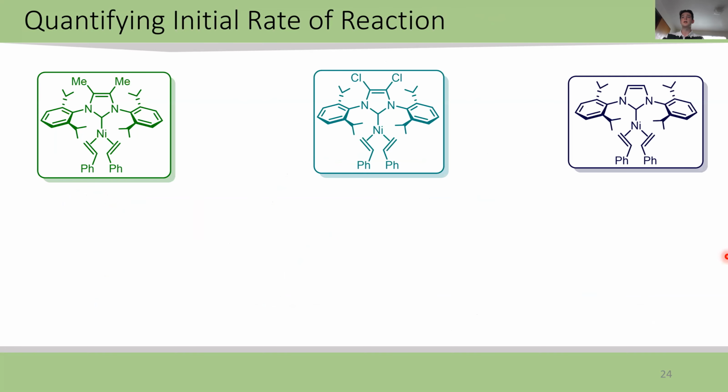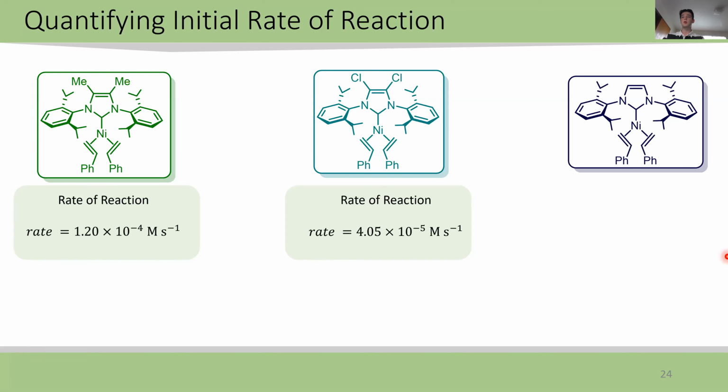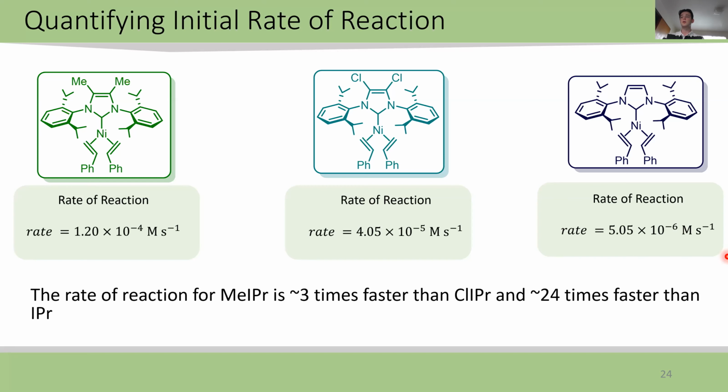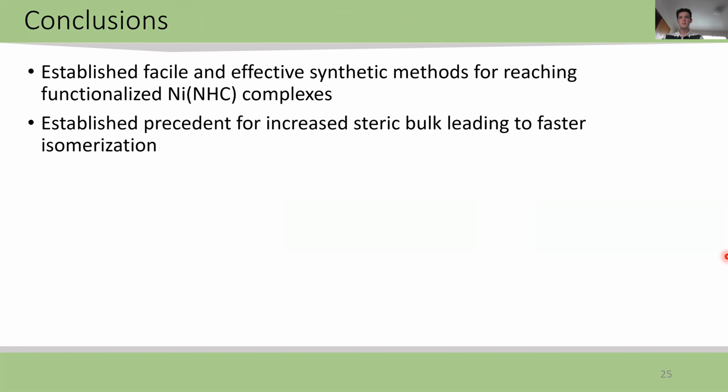And we can quantify this by linearizing the first several data points. Thus, the rate of reaction for the methylated complex is about 1.2 times 10 to the minus 4 moles per second. The chloride complex, 4.5 times 10 to the minus 5 molar per second. And the unsaturated complex was 5.5 times 10 to the minus 6 moles per second. Relating these numbers to each other, that's the methylated complex about 3 times faster than the chloride complex and 24 times faster than the unsaturated complex, which is completely contrary to what we anticipated.